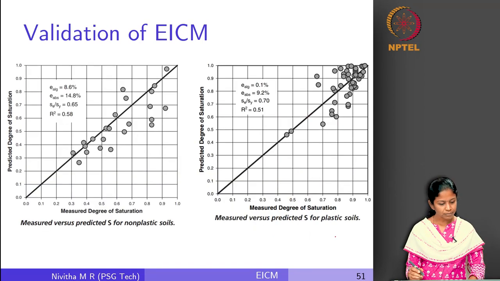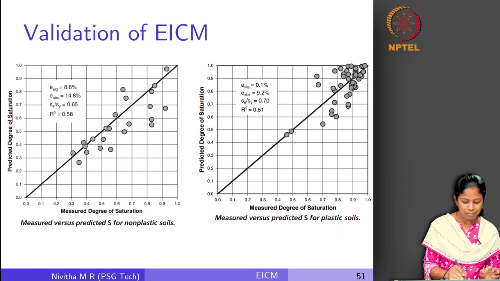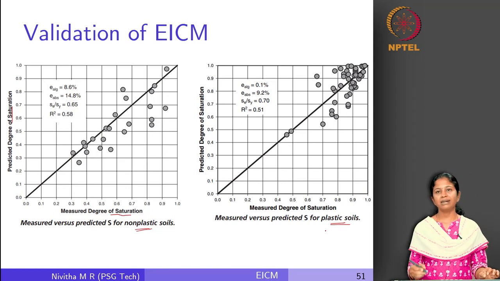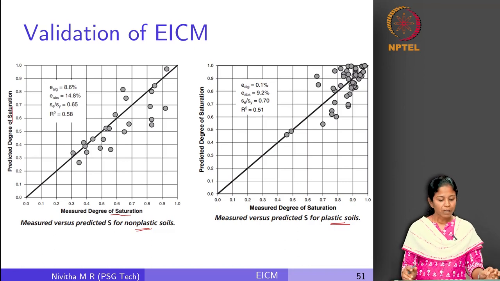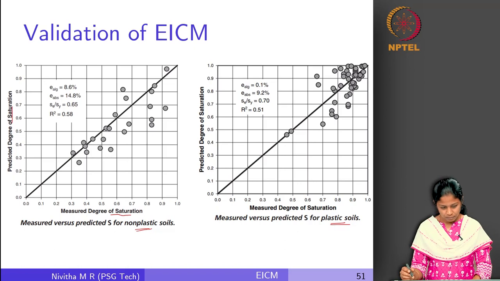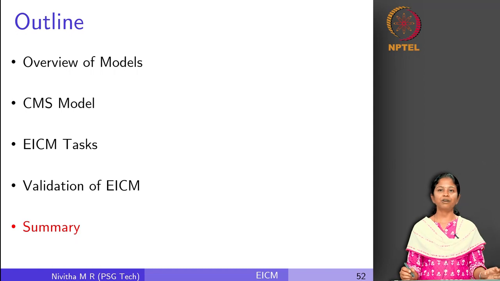This model and the fitting parameters were also calibrated, and this SWCC was used to predict the moisture content. You can see this is the predicted degree of saturation and this is the measured degree of saturation. Again, they had done it differently for non-plastic soil and plastic soil, because the fitting parameters tend to differ. Hence two different sets of parameters were used for the two types of soil. We can see here the degree of saturation was also predicted closely using the EICM model. This is just a glimpse of how the model fared for a given condition.